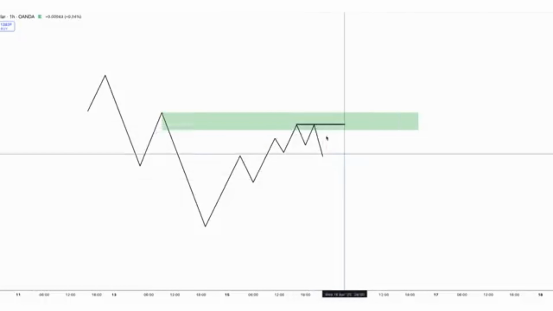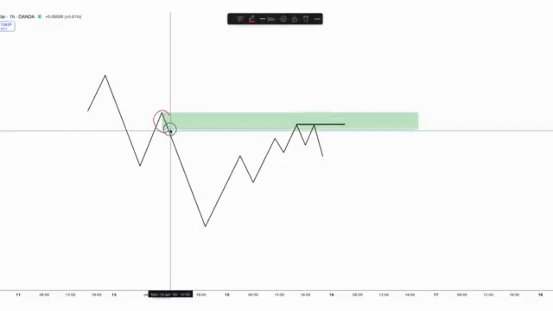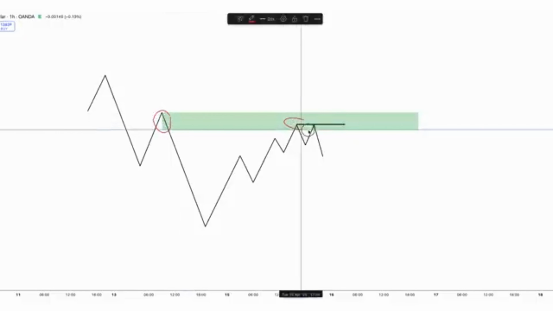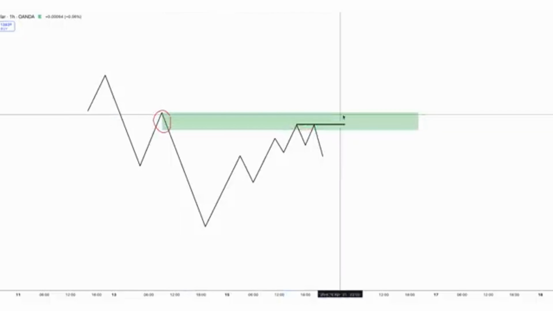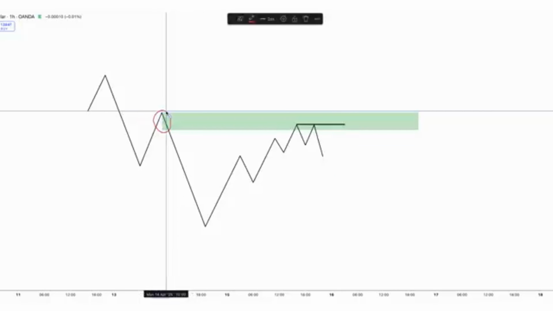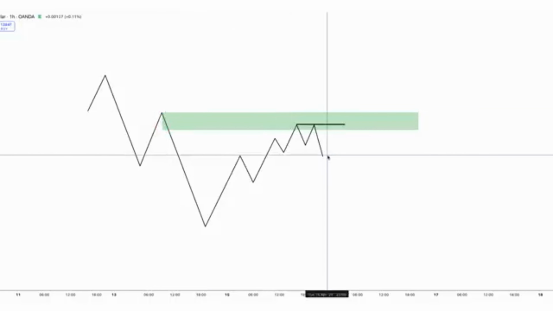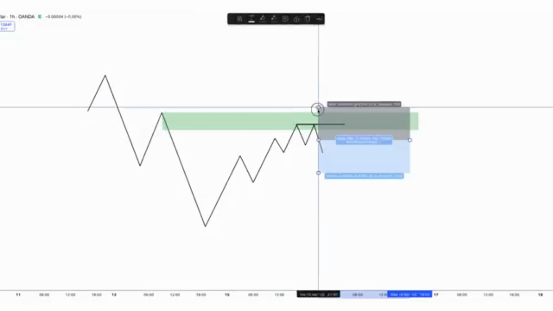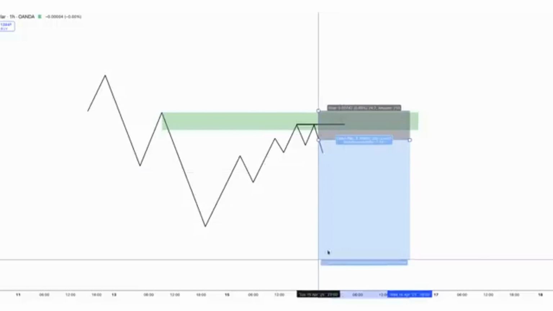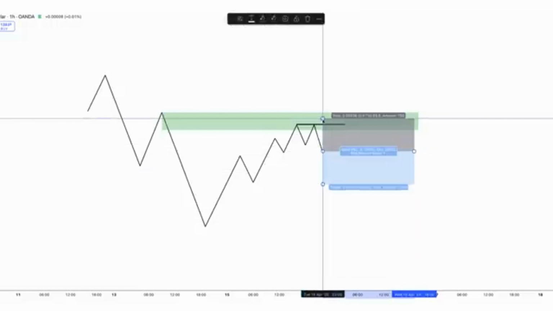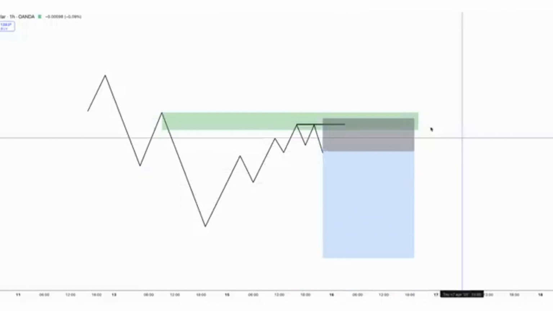And the reason is because although we are reacting from the supply zone, we still have this factor of liquidity, and we still may be looking at what we can call an inducement, where we could be drawn into the market or lured into a sell before the market takes out those highs. So let's say we sold here and we were expecting the market to continue running down.